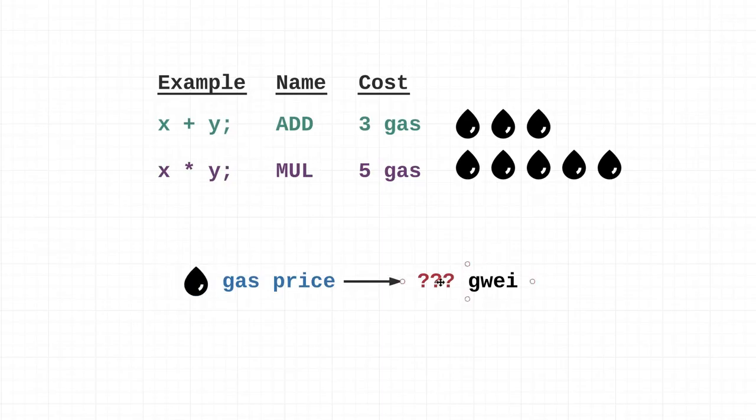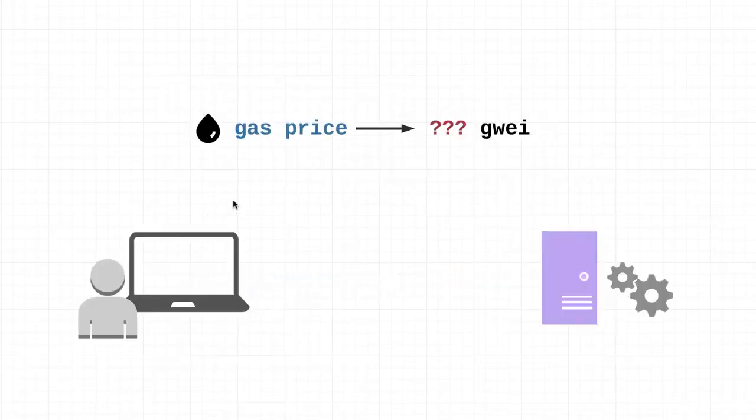I mean, is it 1 gwei? Is it 100 gwei? So we know that if we had a contract with just these two operations in it, for example, that it would require a total of 8 gas, but is that like a fraction of an ether? Is that like 20 ether? Like, what is that? So check this out.